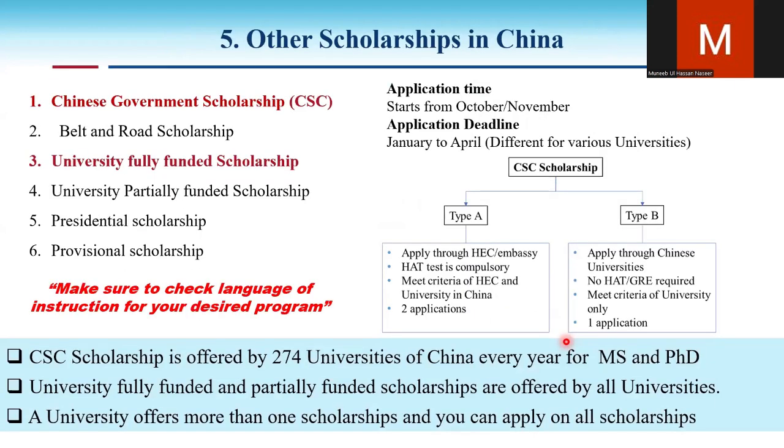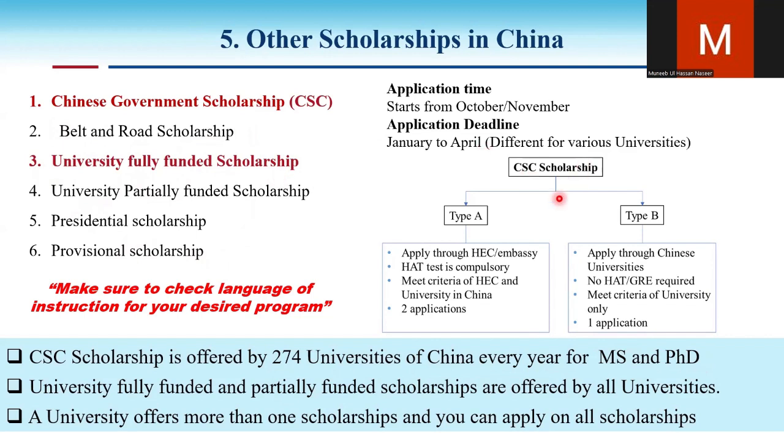At the end, I will specify some other scholarships available in China, as today we were focusing on ANSO scholarship only. There is the famous Chinese Government Scholarship, CSC, which is offered by 274 universities of China every year for masters and PhD applicants. Another is Belt and Road scholarship, offered by some universities. Then every university has its own fully funded scholarship. Then there are university partially funded scholarships, and presidential and provincial government scholarships are also available for some universities.